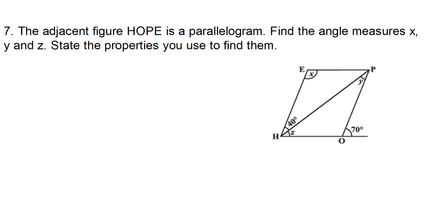The adjacent figure is a parallelogram. Find the angle measures x, y and z. State the properties you use to find them. Here you can see EH and OP are parallel and HP is a transversal. So these two angles are alternate interior angles. So here you can say angle y and 40 are equal.